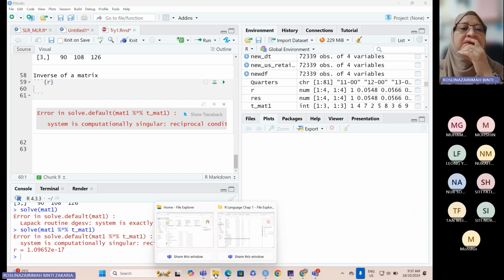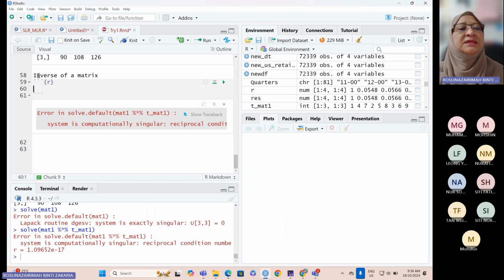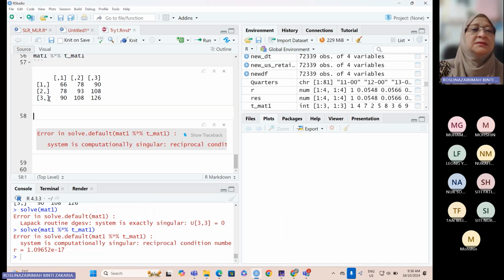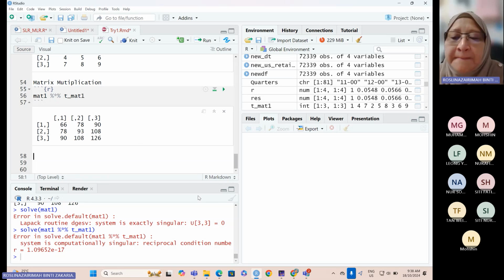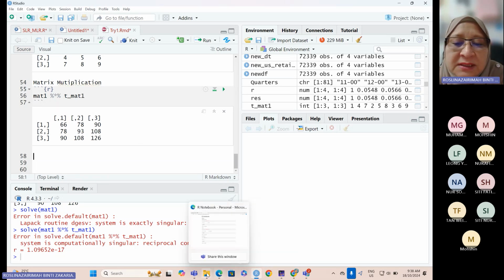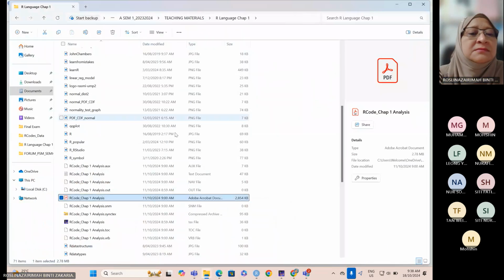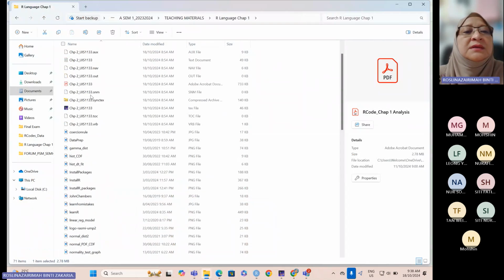I need to open it. So this one, if you want to delete, just delete. Yeah, so you can delete. Okay, so let's look at the new.